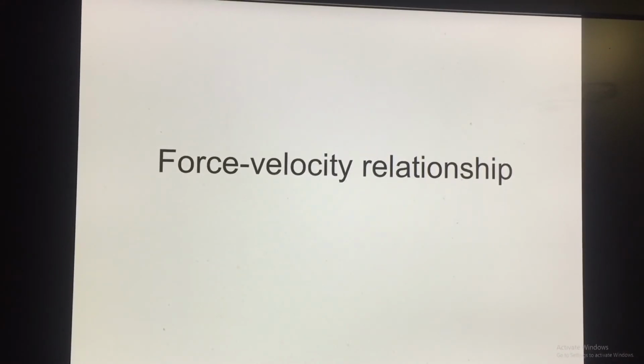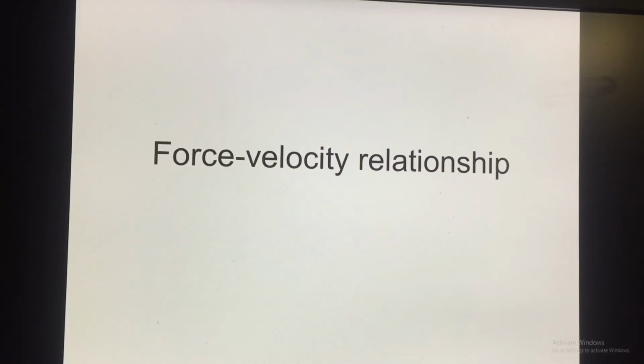And I will continue with this force-velocity relationship in the next part.